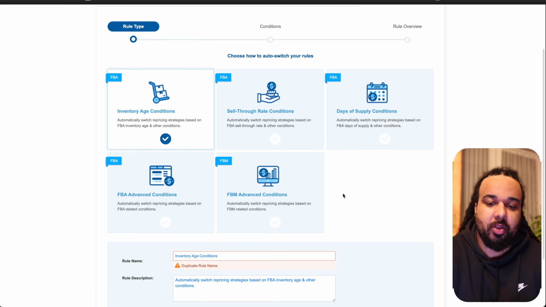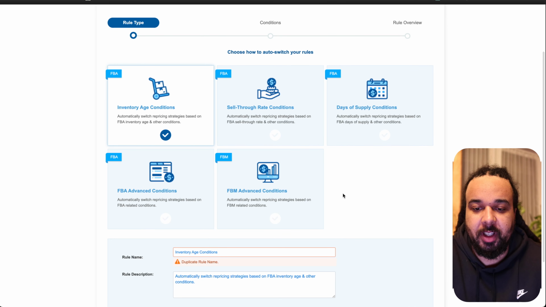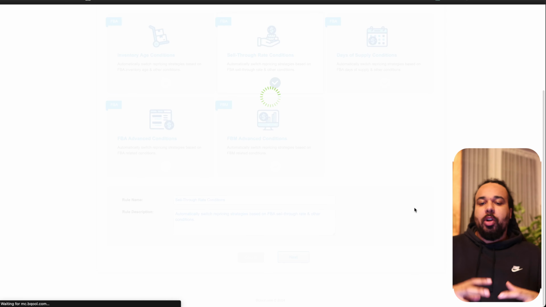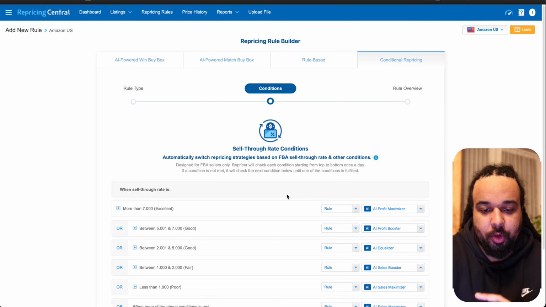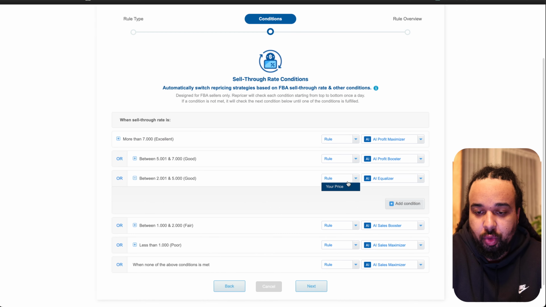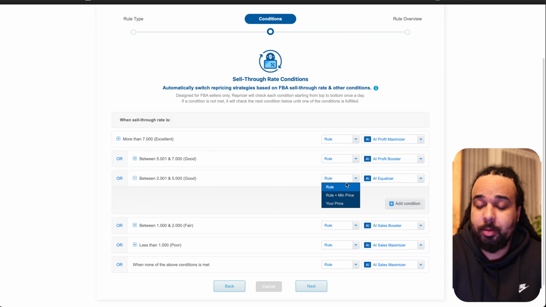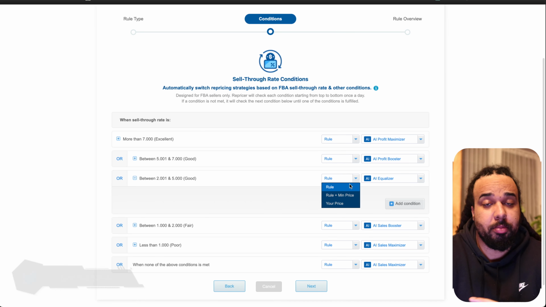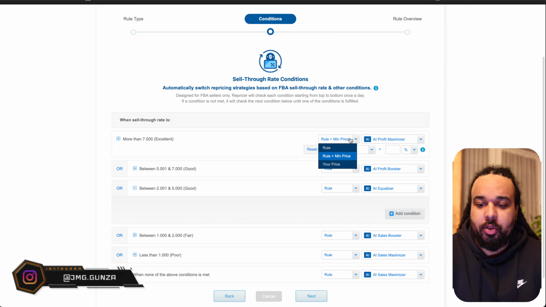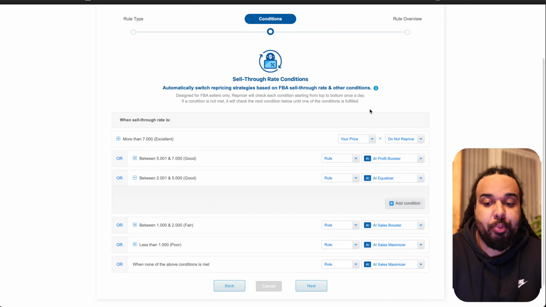Then the sell-through rate conditions, same thing. Depending on how fast your inventory is selling, you can change your repricing strategy. Now, let's look a little bit deeper, more specifically into this one. And so here we go. Depending on your sell-through rate, it will allow you to change not only your rule. And this is going to be true not only with this specific conditional rule, but with every single other conditional rule. The thing that you're going to be able to change is the rule and your minimum price, or the rule plus the minimum price, or just your price, by the way.